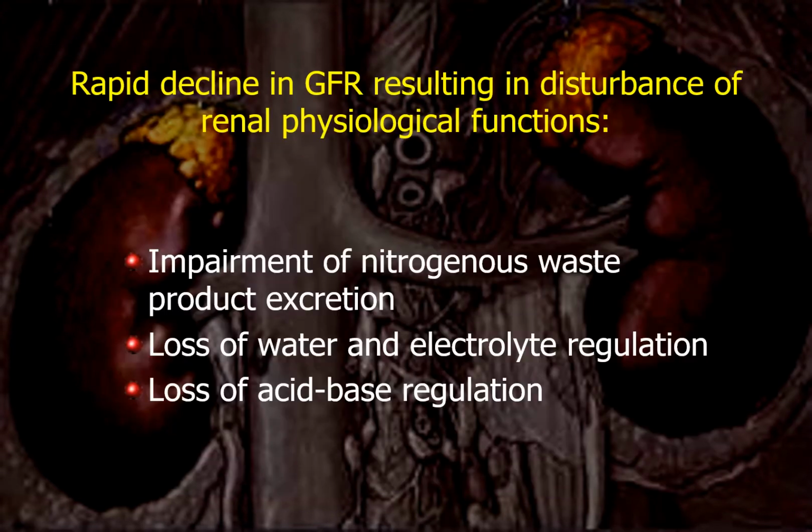In terms of pathophysiology, acute kidney injury is defined as the rapid decline in glomerular filtration rate resulting in disturbance of renal physiological functions, namely impairment of nitrogenous waste product excretion, loss of water and electrolyte regulation, and loss of acid-base regulation.